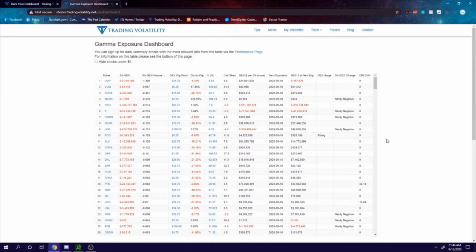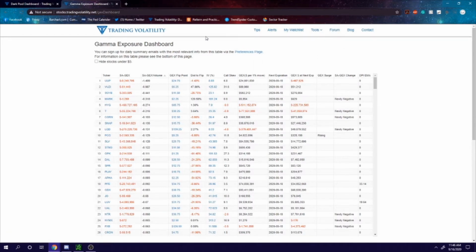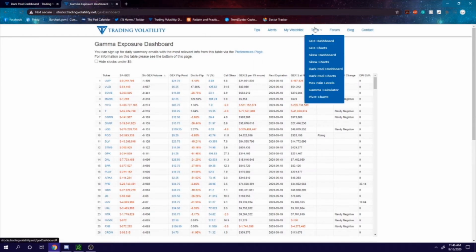stocks.tradingvolatility.net, but the amount of data that you get from this website for free is insane. This guy should easily be able to charge 100, 200 bucks a month just for this data. So the main thing that we're going to be focusing on with this website are the tools tab, more specifically the GEX dashboard and the dark pool dashboard and the max pain levels.